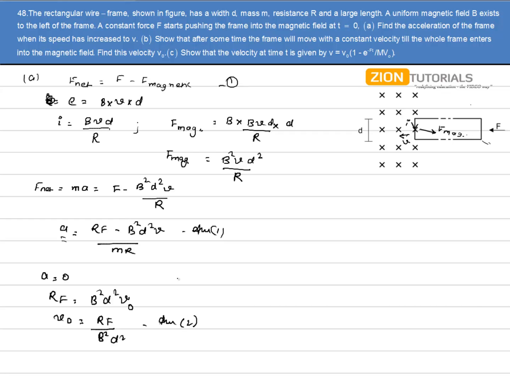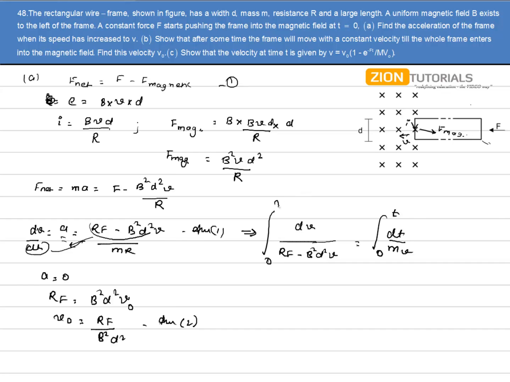In the third case, I have to show that the velocity at the time t is given by this. So let's say acceleration is given to me as this. Now acceleration can be written as dv by dt. On rearranging this equation, I have dv divided by RF minus B square D square v equals dt by MR. I just brought this term over here and dt over here. On integrating both sides, time varies from 0 to t, and of course initially the velocity is 0, so the integration will be 0 to v.